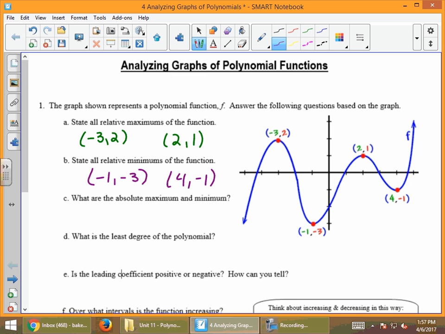The absolute maximum and the absolute minimum are just whatever the highest point is and just whatever the lowest point is. It doesn't necessarily have to be a turning point. In this case it is, but it's just your highest point and your lowest point. If we look, what's the highest point on this graph? And what is the lowest point on this graph?